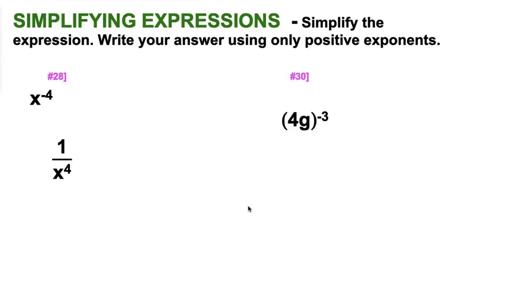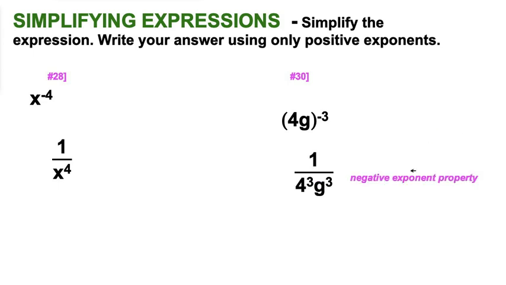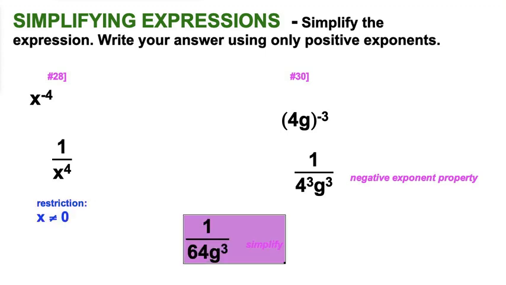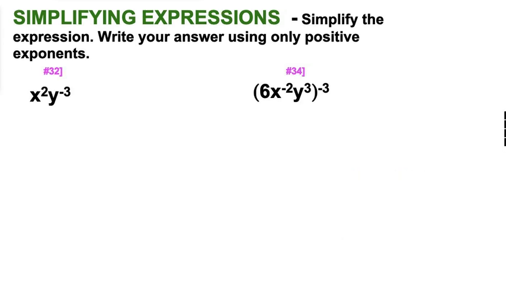All right, again, this is getting tedious, but we'll get through this. Now, how about here? My negative exponent property and my distributive property: 4 to the -3 power, g to the -3 power. And of course, I'm going to have restrictions. Over there, x can't be 0. And over here, I'm going to have 1 over 64g cubed, and g can't be 0. Always restrictions. So many restrictions. Are we done yet? Almost.